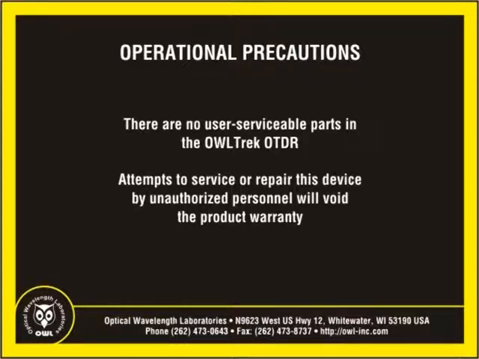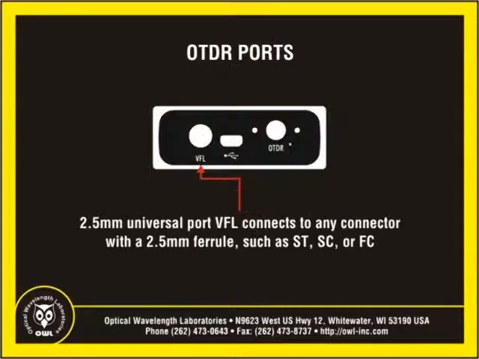There are no user serviceable parts in the OWLTrek OTDR. Attempts to service or repair this product by unauthorized personnel will void the product warranty. At the top of the OWLTrek OTDR are four ports. The left-hand port contains the integrated visual fault locator port. This port is 2.5 mm universal, which means it can connect to any connector using a 2.5 mm ferrule, such as ST, SC, or FC.